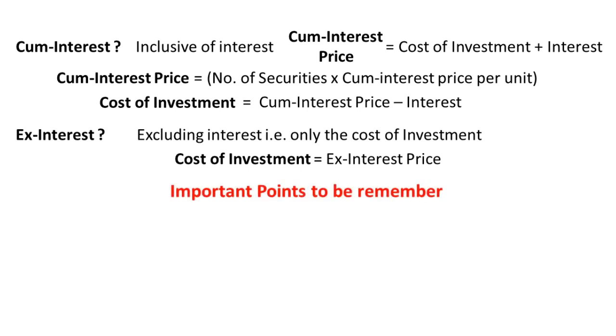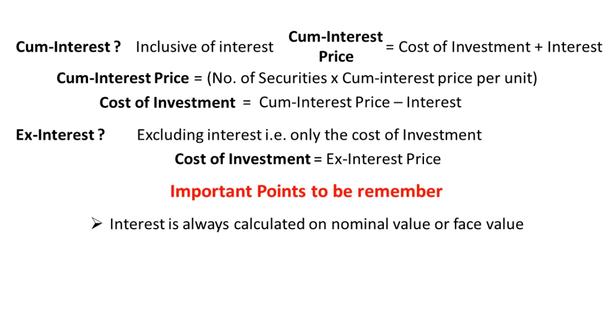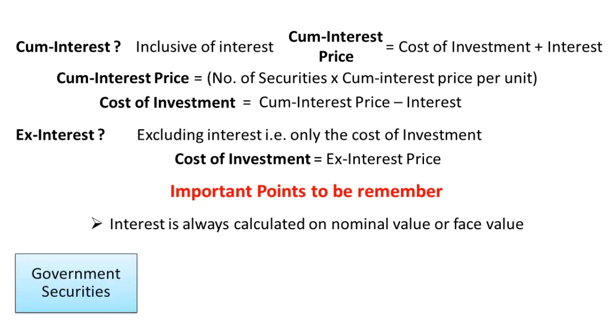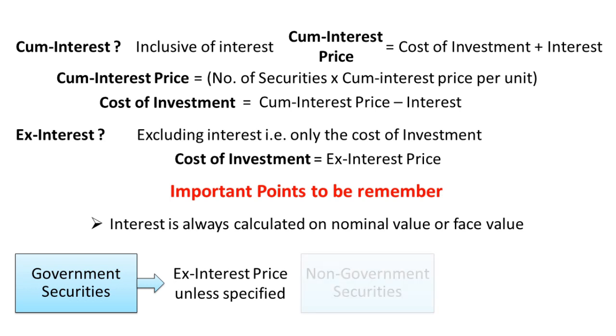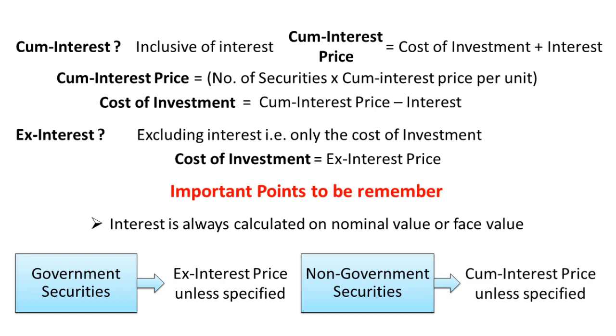Now some important points to be remembered before we start with practical examples. Number one, interest or dividend is always calculated on nominal value or face value of the security. If the securities purchased are government securities, then they are always purchased with ex interest price unless otherwise specified. If we are purchasing non-government securities, they are always purchased with cum interest price unless otherwise specified.